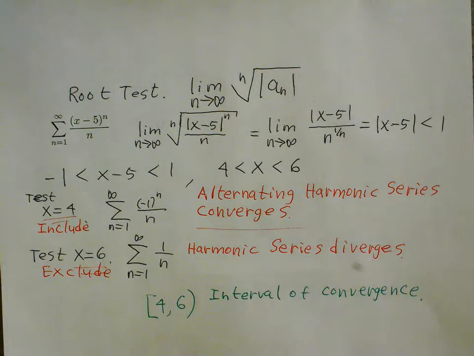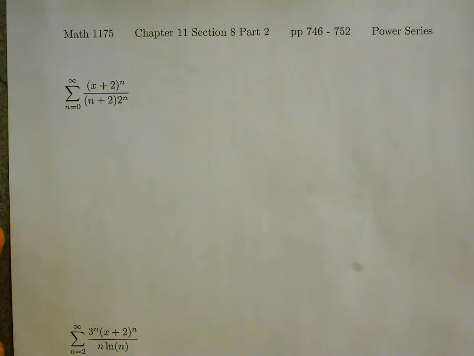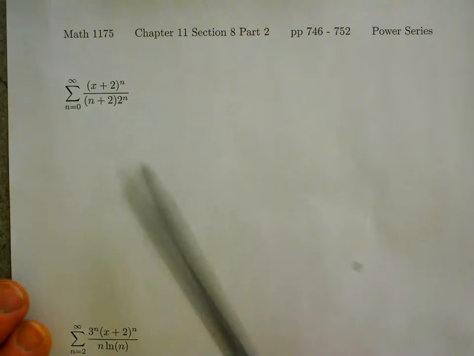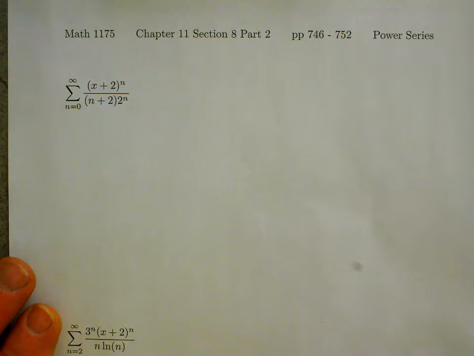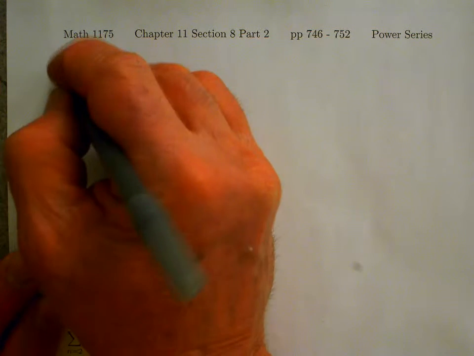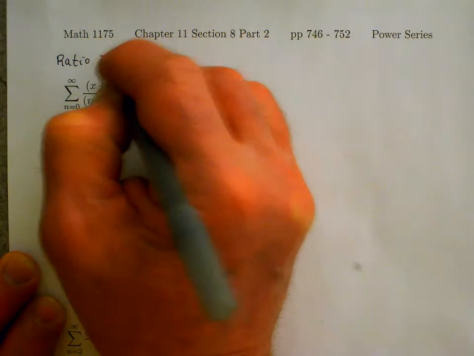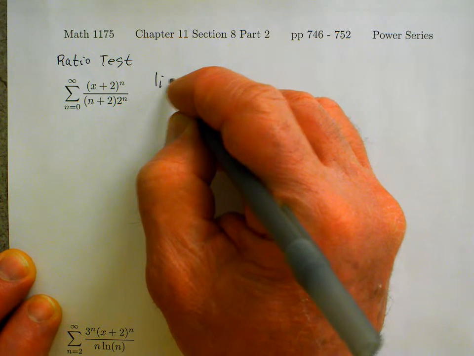Okay, there's less than 2 minutes. We can at least look at this one, start looking at this one. Now you could use the root test or the ratio test. Let's start out with the ratio test, and then we'll quit when it's time in a few seconds.